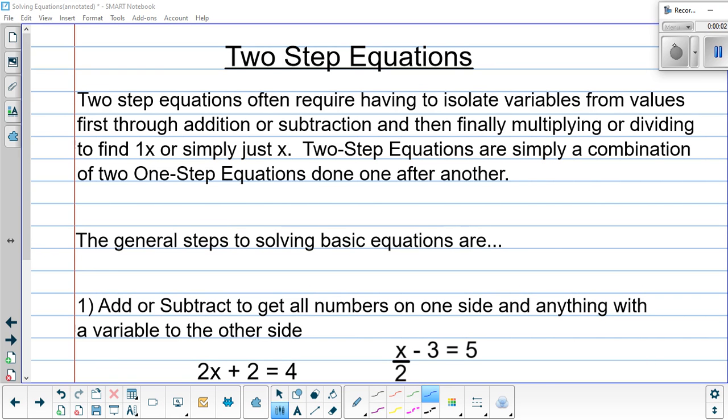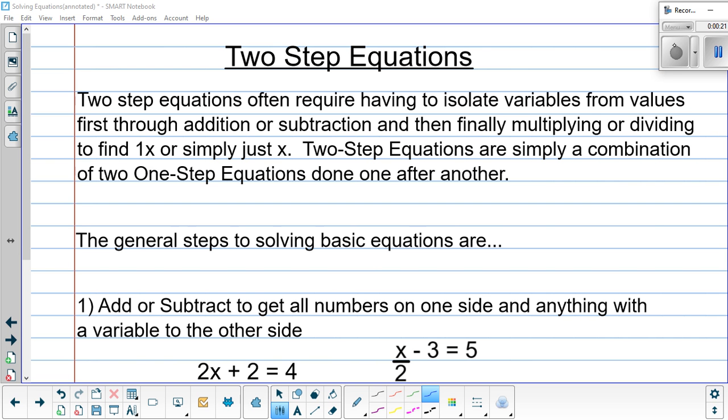Hi, and today we're going to start looking at two-step equations. So two-step equations require us to isolate variables from values first, just like we did with our addition and subtraction, and then we're going to multiply or divide to find what 1x is, because we might be given a fraction of 1, or we might be given multiple x's, or multiple unknowns.